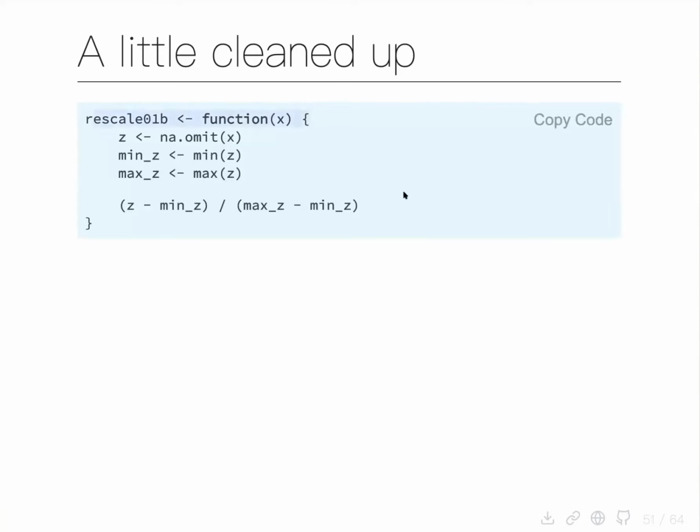where this first part looks the same, except now I'm calling it rescale 01b. And the first thing I'm going to do is create an object in the body of my function, which is called z. And z is just going to be x with missing data removed. Okay, so now when I'm calling min and max, I don't have to use na.rm every single time, right? Then I can just calculate the min and max of z, and then I just put it all together down here.